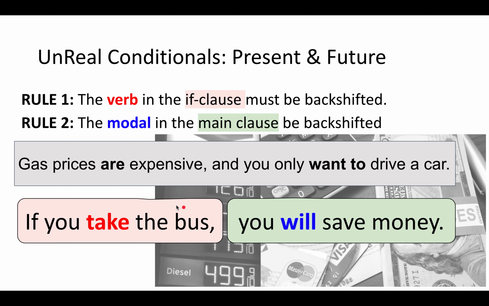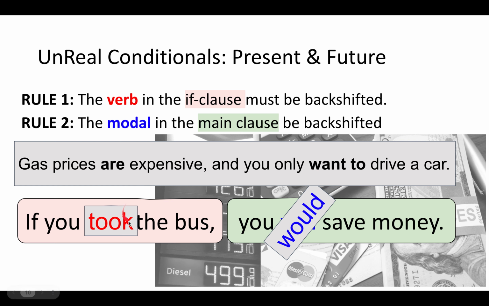But this sentence here is a real condition. Let's change it. Let's make it unreal. Well, how do we make this unreal? Well, rule 1, the verb in the if clause must be backshifted. Take, therefore, took. And rule 2, the modal in the main clause must be backshifted. Will, therefore, would. Okay, and that is how you write an unreal conditional. If you took the bus, you would save money.